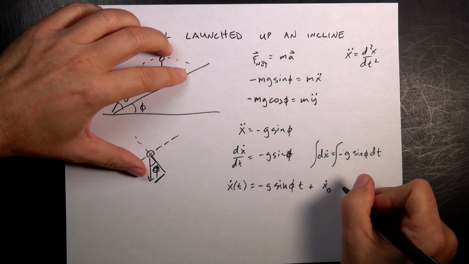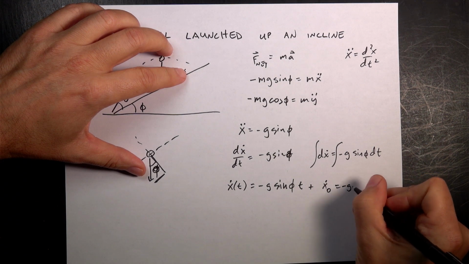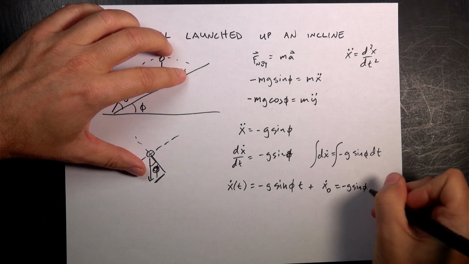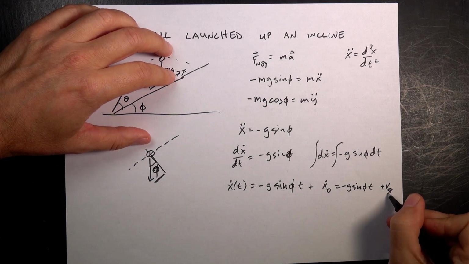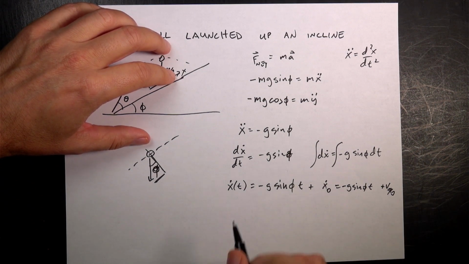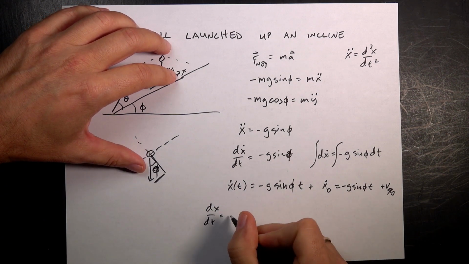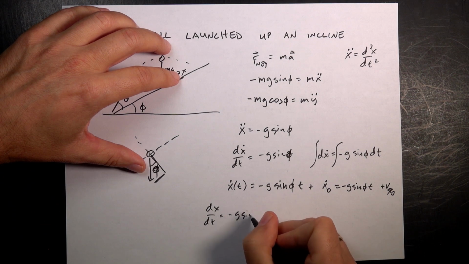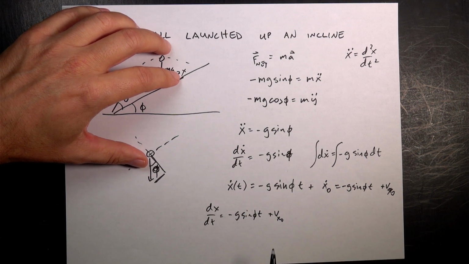So I could call that v0. So let's say x dot equals negative g sine phi t plus vx0. That's the x velocity. Okay, so now I can write this as dx dt equals negative g sine phi t plus vx0.